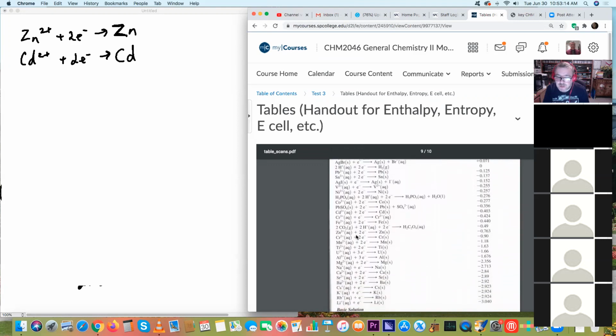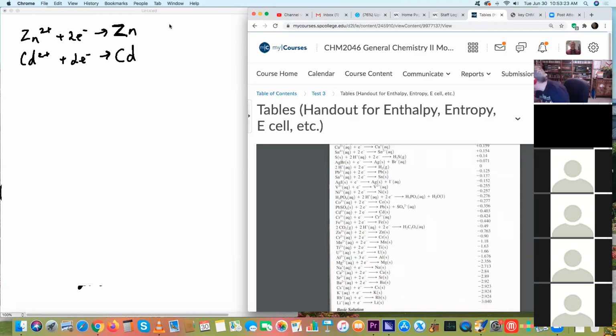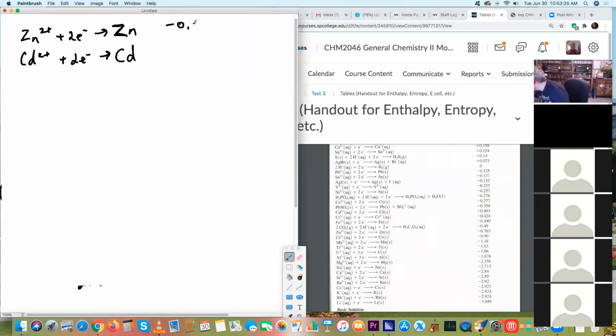All right, so here we go. Zinc 2+ gives zinc. That's going to be minus 0.763 volts. And the cadmium here, minus 0.403 volts.